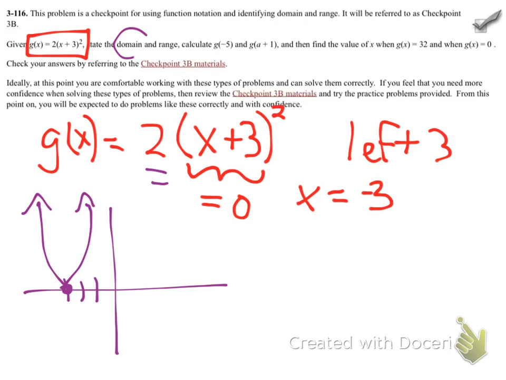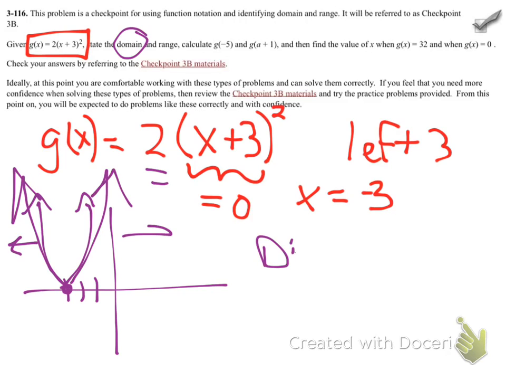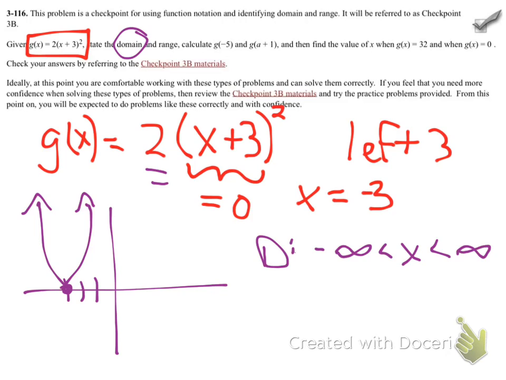So now to talk about the domain of this function, it is going to be all real numbers, because the parabola is going to continue to the left forever, it's going to continue to the right forever. All x values will work with this function, so the domain is negative infinity is less than x, which is less than infinity.